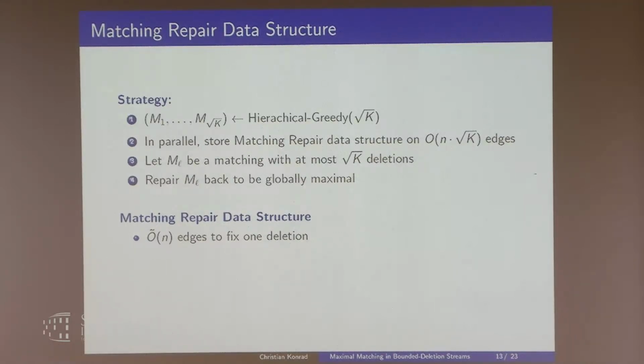And what I find quite interesting is that this is the linear sketching part of the algorithm. The hierarchical greedy matching is clearly not a linear sketch. This is the part that's deterministic, certainly not a linear sketch, but this part is. And in particular, these edges that are stored in a matching repair data structure are completely independent of the matching itself. But still, nevertheless, they work in order to repair basically any matching.